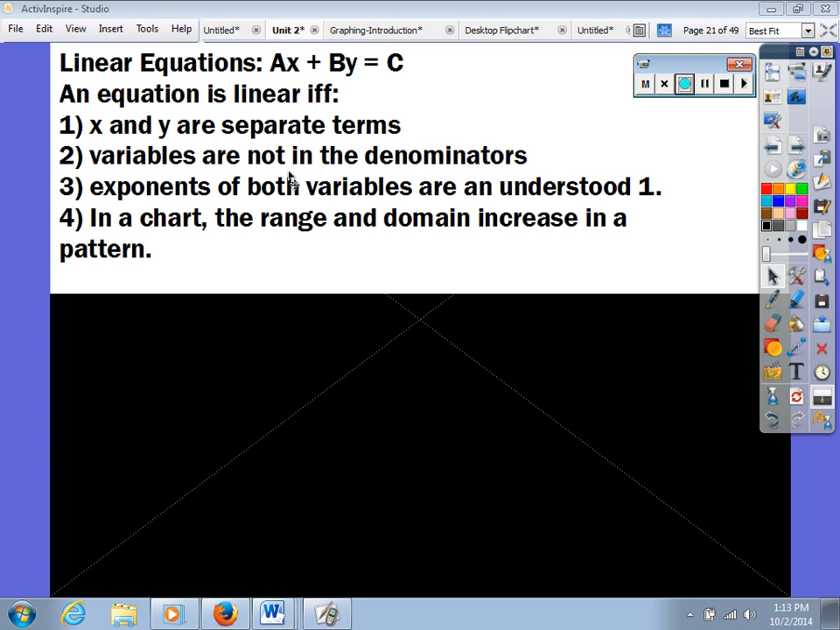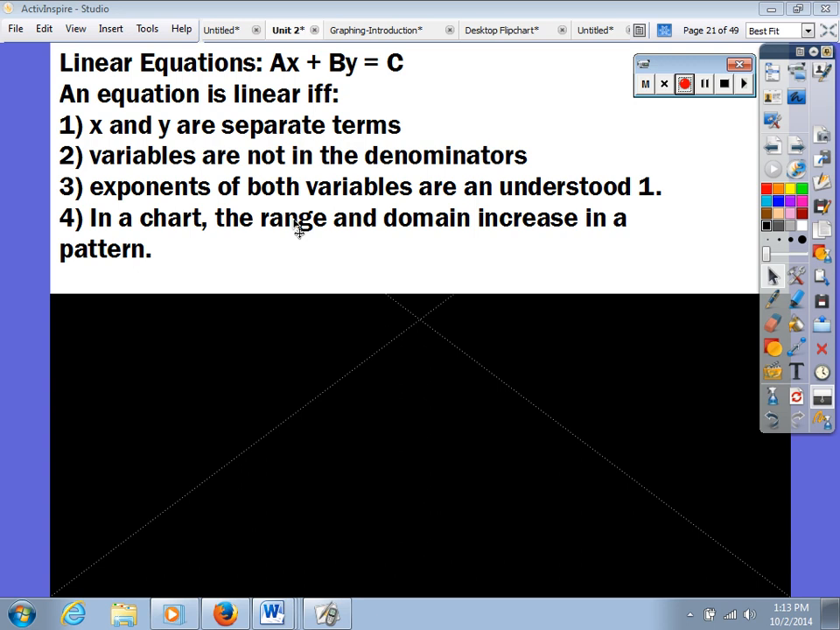And in a chart, the range and domain increase in a pattern. And there's actually two ways you can look at this. We talked about this last year. Just make sure that in your domain, it's always either increasing or decreasing by the same amount through addition or subtraction. And then your range, make sure that as well.